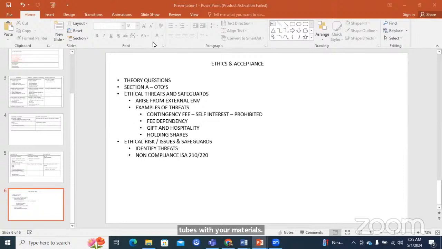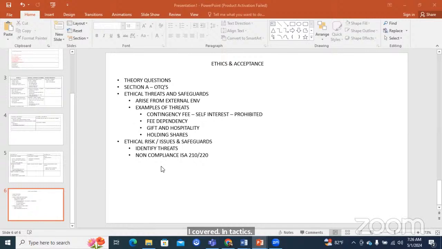So how can these 15 marks be tested in your exam? This slide gives the idea. Now I am challenging you all. Take all the past papers. Take Kaplan, BPP, revision kit, or whatever you have. If you find any question other than this, whatever you ask, I'll give. One is theory question, OTQ, ethical threats, and ethical risk. You can't find any other verbs other than this, because I covered entire things.